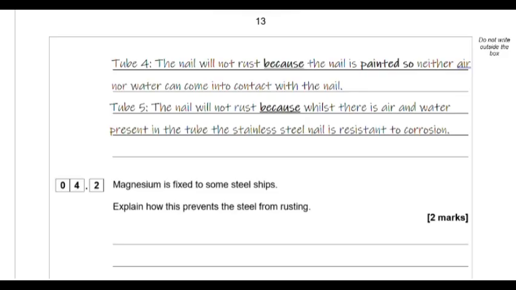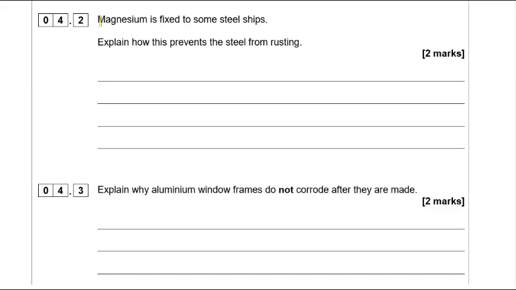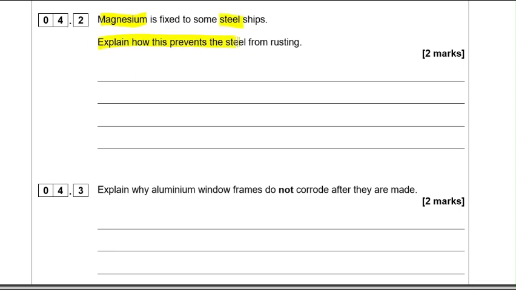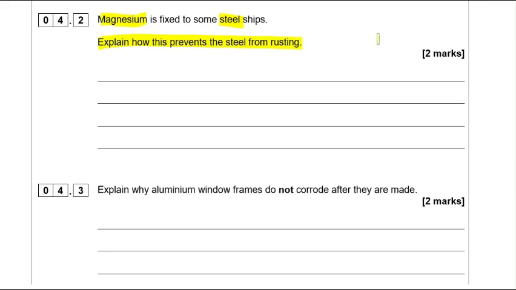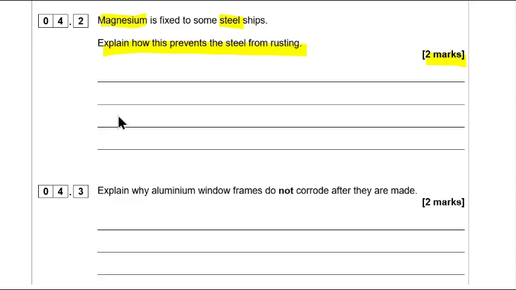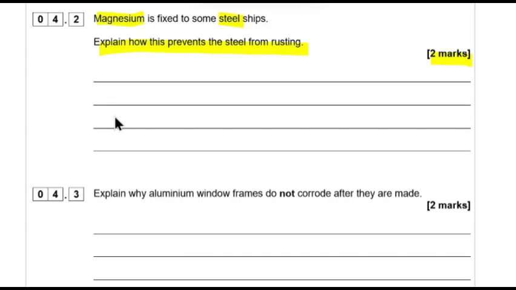5 marks. 4.2. Magnesium is fixed to some steel ships. Explain how this prevents the steel from rusting for 2 marks. This question is about sacrificial protection. Iron, and therefore steel, can be protected from rusting if it's in contact with a more reactive metal, such as magnesium or zinc. The more reactive metal oxidizes more readily than iron and so sacrifices itself, while the iron doesn't rust. And once the sacrificial metal has corroded away, it can be simply replaced.